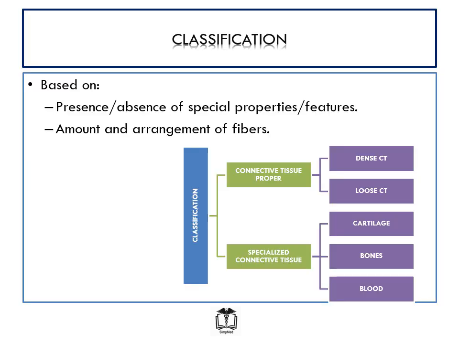So how do we classify connective tissues? We can classify connective tissues based on presence or absence of special properties or features, and we could also classify based on the arrangement or amount of some of the extracellular fibers that we talked about. So in classifying connective tissues, we have two major broad classifications. We have the connective tissue proper, and we have the specialized connective tissue. So examples or sub-classification of connective tissue proper include the dense connective tissue and the loose connective tissue. We'll talk about that very soon. And then examples of connective tissues that are classified as specialized connective tissues include cartilages, bones, and blood.